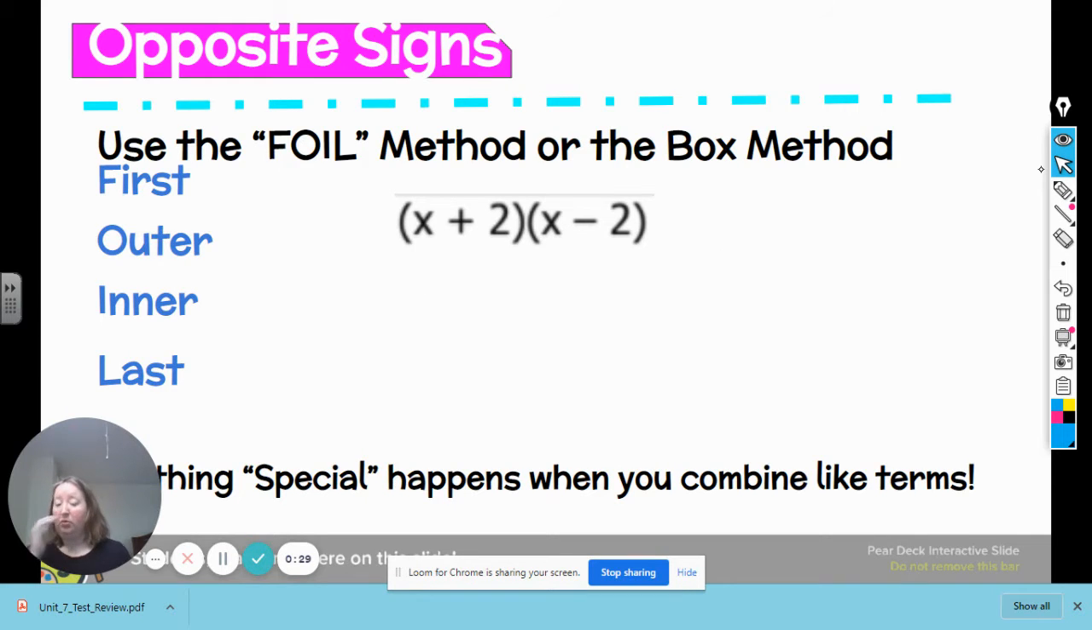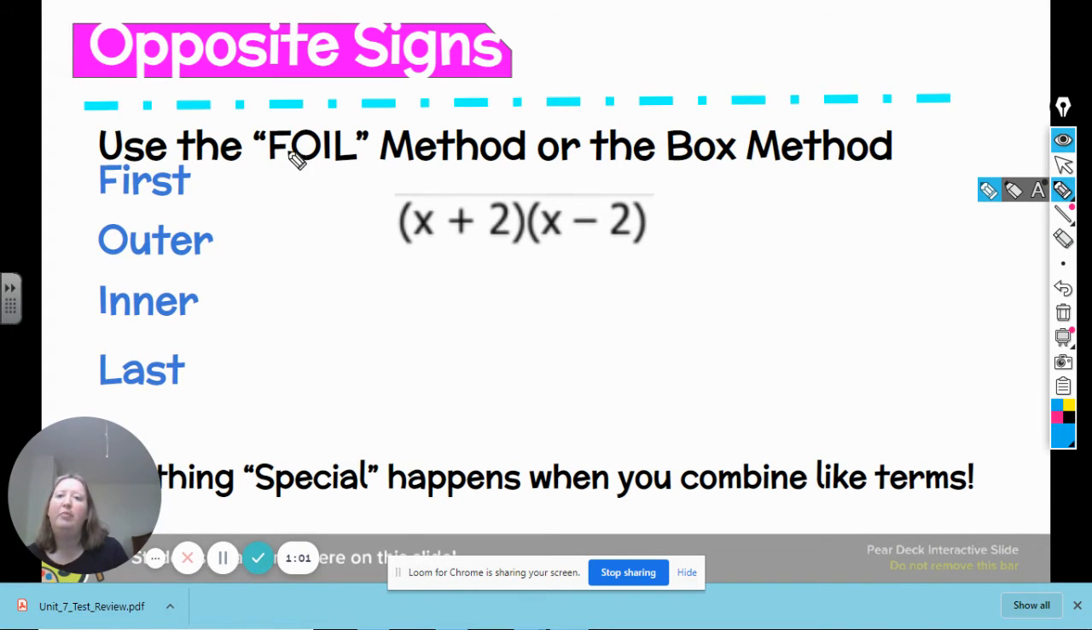Okay, so we talked about the FOIL method already, and there's also the box method, and then I don't know what you would call the other one. It's like distributing the first term to everything and the second term to everything. Some people call it the rainbow method. But something special is going to happen when you have the same binomial, but with opposite signs. You'll start to see the pattern, and that'll really help you when you get to factoring.